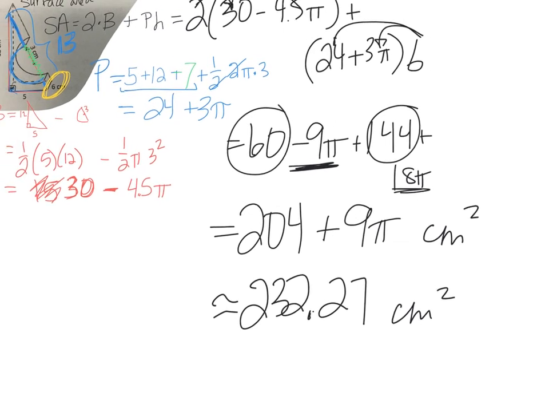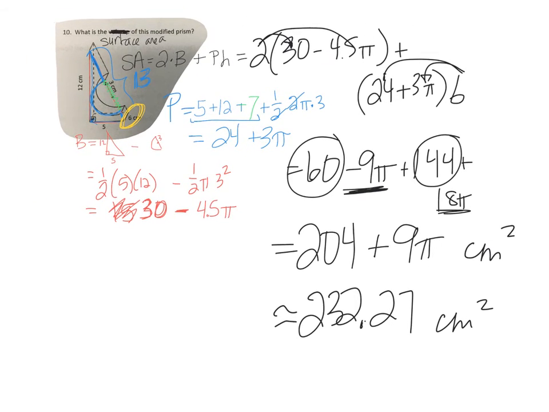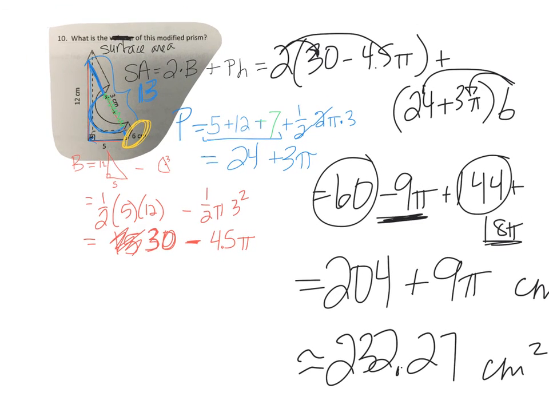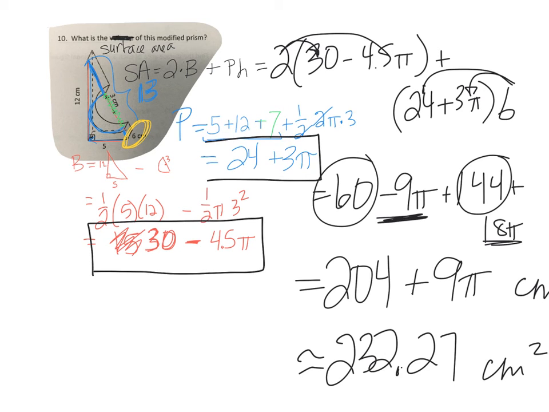So if you've been watching these videos, you should know when you have a crazy shape, you find the area of the base by subtracting, you find the perimeter of the base by adding.